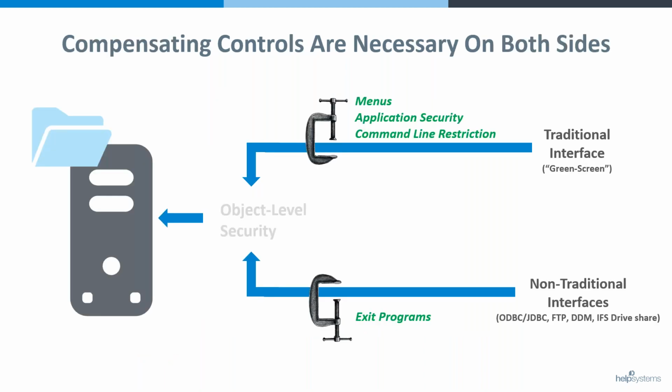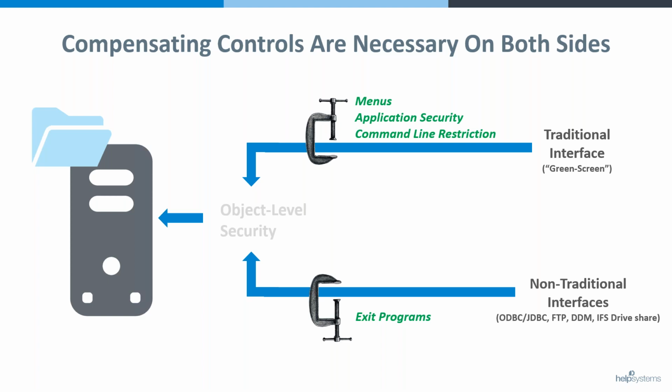So this means that we have to consider a compensating control on both sides of the house. Traditional, you've probably got a pretty good handle on. Non-traditional, I know from the State of IBM i Security study that three-quarters of you don't have a good handle on this. So it's an important concept that you grasp.